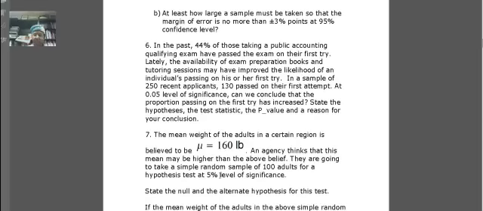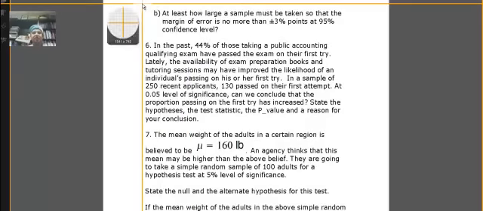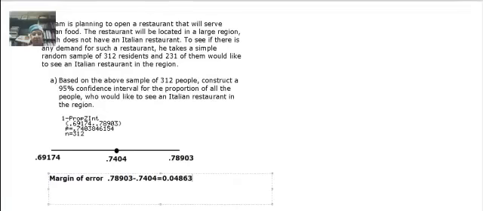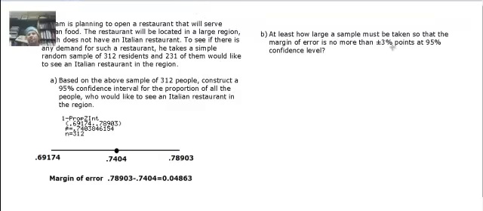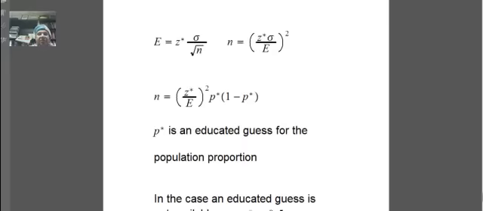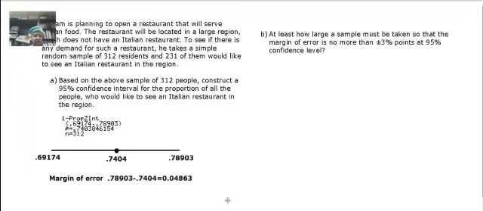It says, rather, how large a sample must be taken so that the margin of error is no more than 3 percentage points, okay? Everybody comfortable? And what Julie was referring to is that we have this formula for margin of error, from which we got the sample size rule. So how do we compute that?